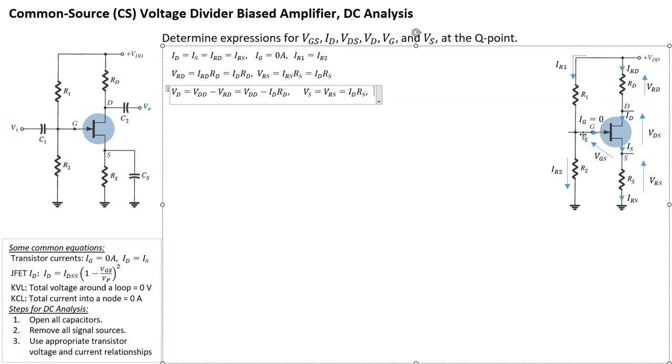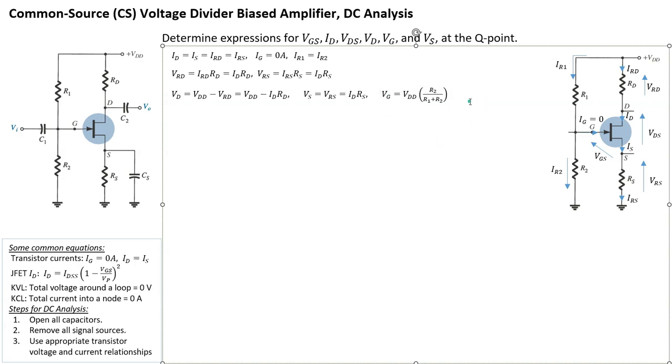Now, VG is a bit different. Since there's no current going into the gate, you can see that the entire left arm of the circuit is actually a potential divider of VDD. So VG, the voltage between gate and ground, is essentially a voltage divider of VDD across R2. So we can write it in terms of the potential divider. VG is equal to VDD times the potential divider part, so it's going to be R2 divided by R1 plus R2. Okay, so that's our VG.